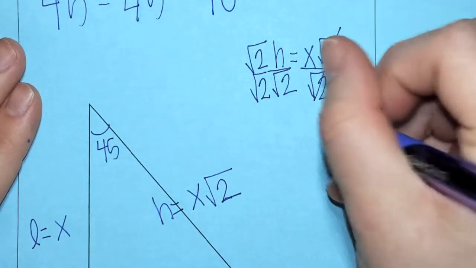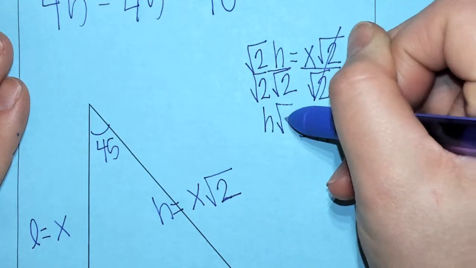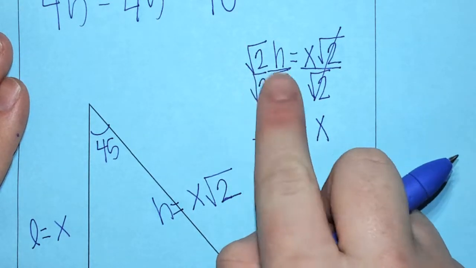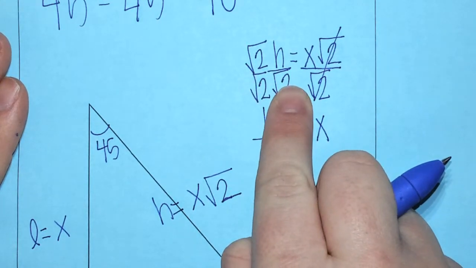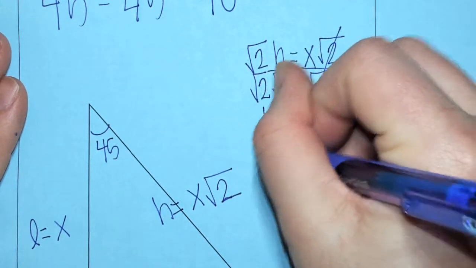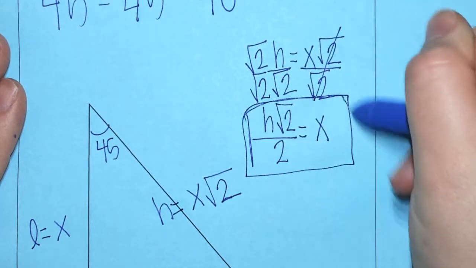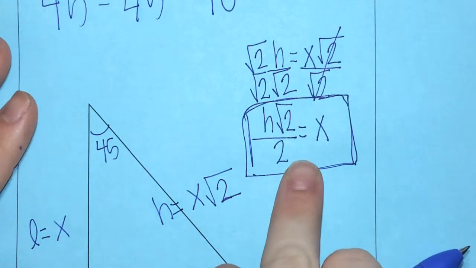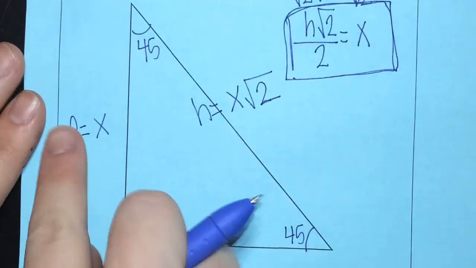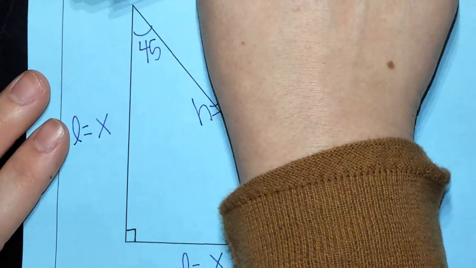Okay, so now let's clean this up. x is equal to h square root of 2 over... Clean the bottom. Square root of 2 times the square root of 2 is the square root of 4, which is, what's the square root of 4? So you have this. And now that we've done this, you never have to do this again. Whenever you're given your hypotenuse and you want to find x, just plug it in here and simplify.